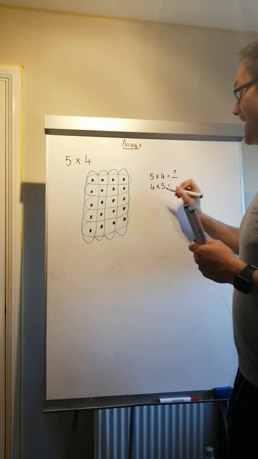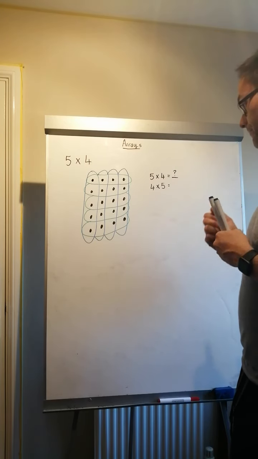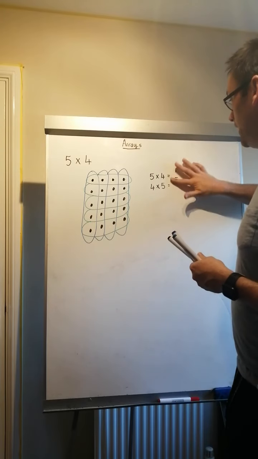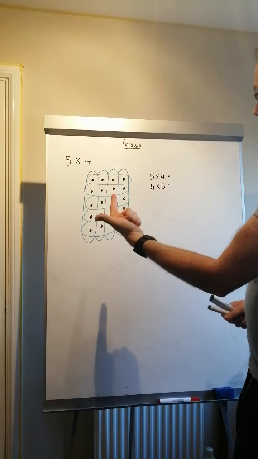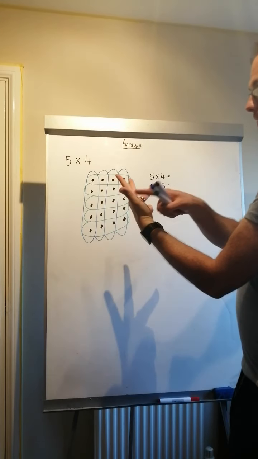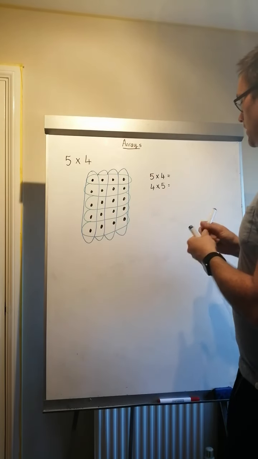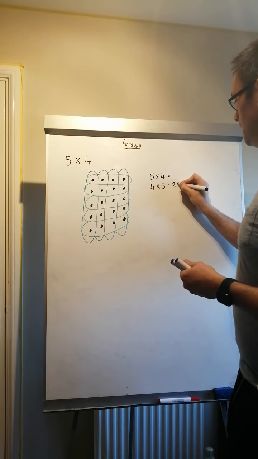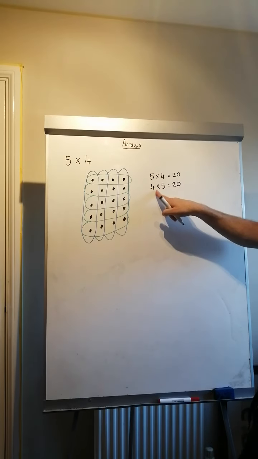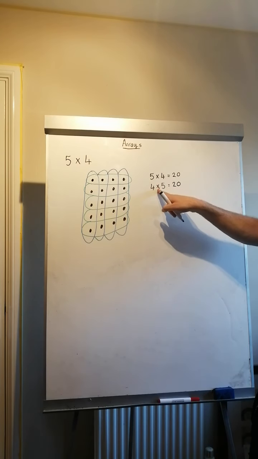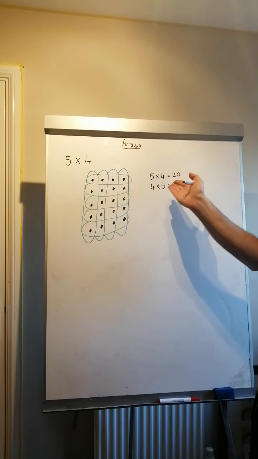Oh, now I can count in 5s. So I reckon I can come up with an answer now. 5, 10, 15, 20. 4 groups of 5. So I can fill in 20. And look what we have done with the numbers. All we have done is swap them round.